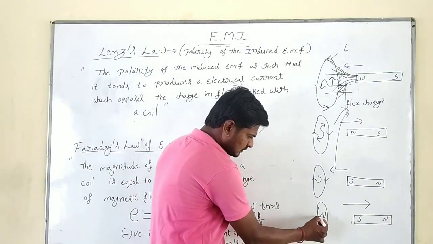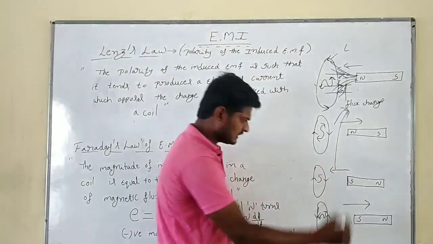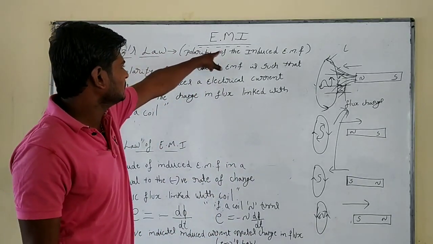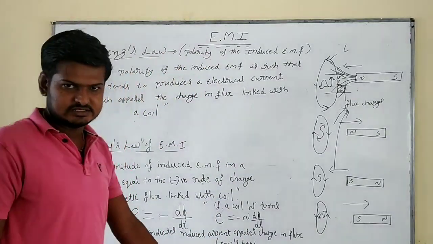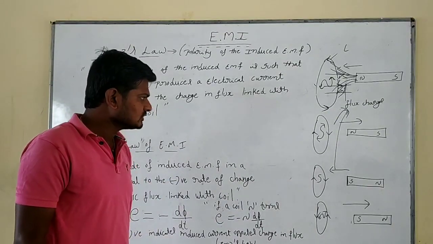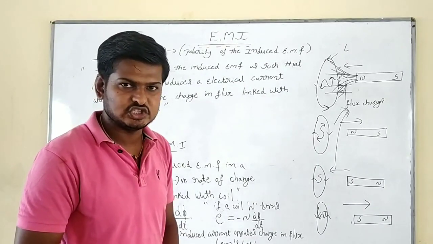The face of the coil is going to become what? North, which means the current is going to flow in an anti-clockwise direction. That's why we say the polarity of the induced EMF is given by what? Lenz's law. Here, the negative sign indicates that the induced current opposes the change in flux. Yes, the induced current opposes the changing flux.